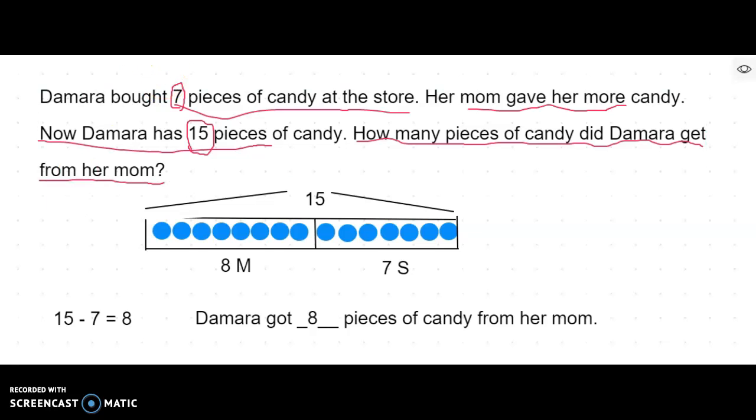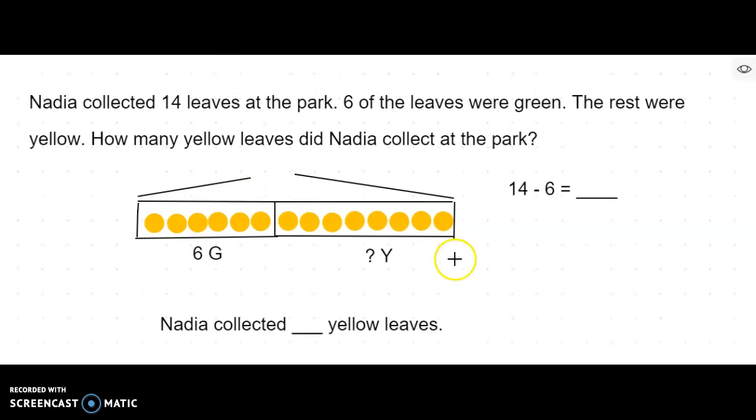Let's look at another problem I set up. Let's see if I set this one up correctly. I didn't start it yet. I got part of the way through it. I'm thinking now that I've messed up the one with Damara a little bit, maybe you guys can help me check this. So the question is, Nadia collected 14 leaves at the park. 6 of the leaves were green. The rest were yellow. How many yellow leaves did Nadia collect at the park?